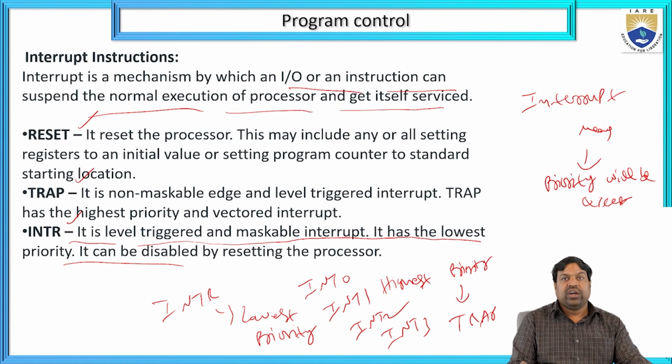Reset resets the processor. This may include setting any or all registers to an initial value or setting the program counter to a standard location. So it is a reset. Reset means the earlier output has come, we have to go for the next input, so we can start freshly. That is a reset. Trap means a non-maskable, edge and level triggered interrupt, and the highest priority interrupt is called a trap. And INTR is a level triggered maskable interrupt, and it has the lowest priority.